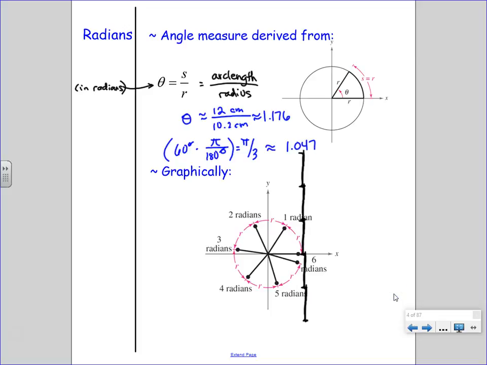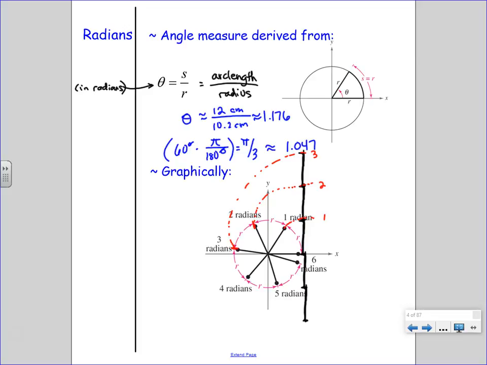Okay, you ready? Here we go. If this is a flexible ruler or a flexible measuring tape, and if I folded it around my object, guess where one radius would hit? At one radius. If I kept folding it, guess where 2 radii would hit? At 2 radii. Guess where 3 radii would hit? Right before the half circle. Why? Because that's 3.1415926 radians.